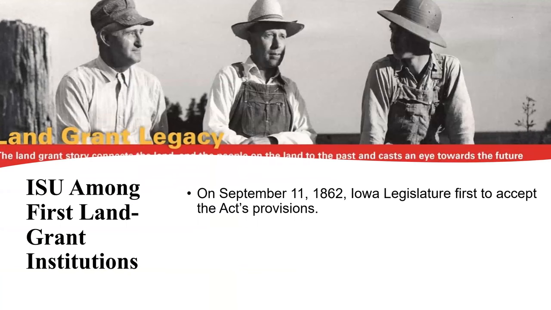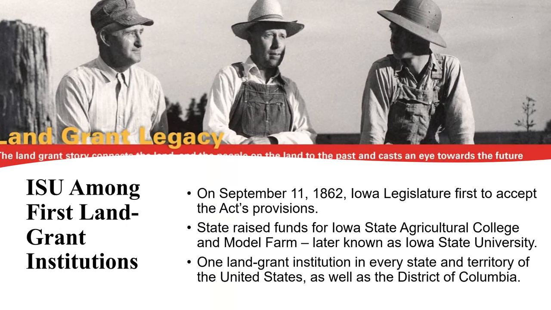Iowa State University is proud to be among the first land-grant institutions. On September 11, 1862, the legislature was the first to accept the Act's provisions. Iowa raised funds for Iowa State Agricultural College and Model Farm, later known as Iowa State University. One land-grant institution exists now in every state and territory of the United States, as well as the District of Columbia. And we welcome today our colleagues from land-grant institutions across the country that came to view this CELT webinar.